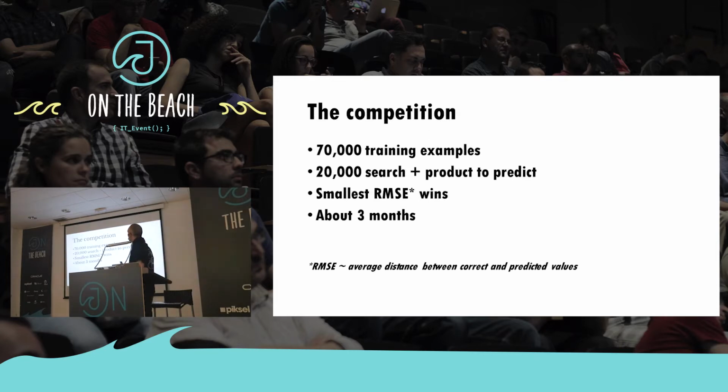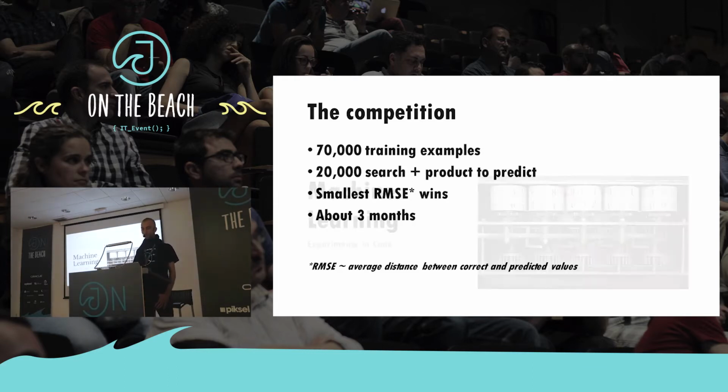In the competition itself, we had about 70,000 training examples of queries, results and ratings. We were trying to predict 20,000 searches and products where we don't have the rating. The ranking in the competition was based on the root mean square error, essentially how far off you are from the number you're trying to predict. And we had 3 months to be the best team. We were not the best team, but we did decent.